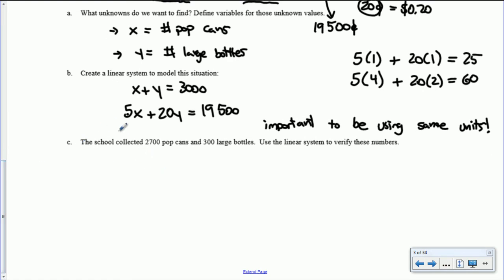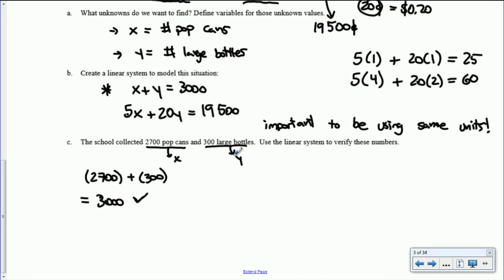Okay, so on to the next part. The school collected 2,700 pop cans, so that is our x, and 300 large bottles, so that's y, right? Use the system to verify these numbers, so let's check this first equation. So x plus y is 3,000, so we have 2,700 plus 300, and I'm making no assumption about what the total is, but I would expect it to be 3,000. And 2,700 plus 300 is indeed 3,000, so that's good.